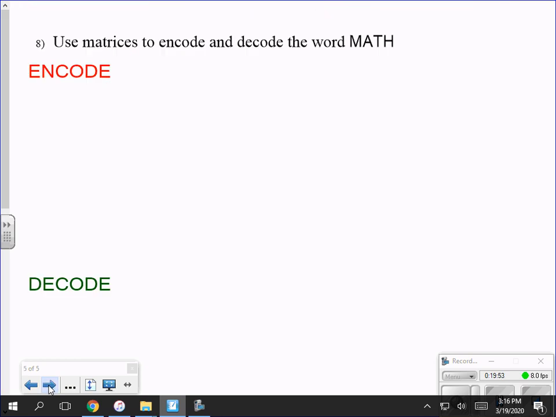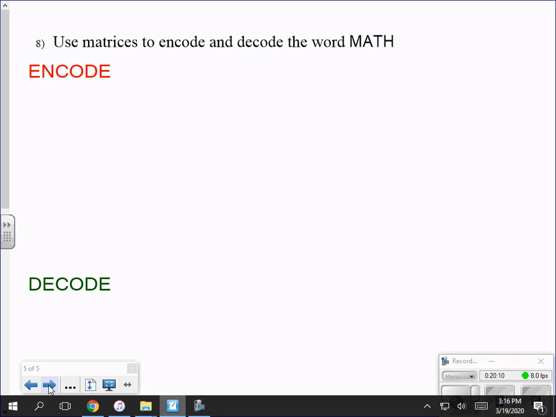Hey, use matrices to encode and decode the word math. Matrices is another way of doing code work. Okay, secret codes. So the first thing you need to do is code the word math. Well, how can we do that? How can we make math numerically?